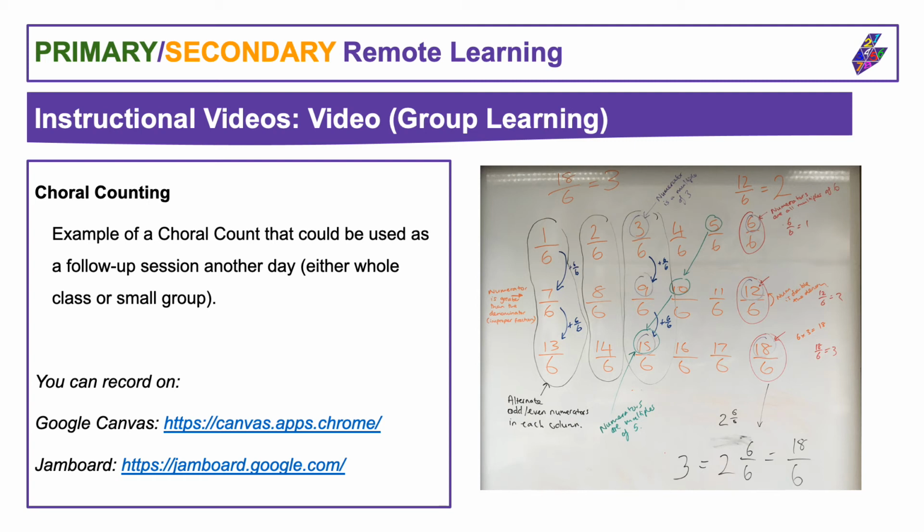And you can record the count on something like Google Canvas or Jamboard. So you could be sharing your screen, and as the pupils are counting together, you could be recording the count on Google Canvas or Jamboard so everybody can see it, and then you've got it displayed up there to discuss the patterns and relationships that they see. It's quite easy to switch between colours and things on both of those programs, so you can record the patterns quite easily there.